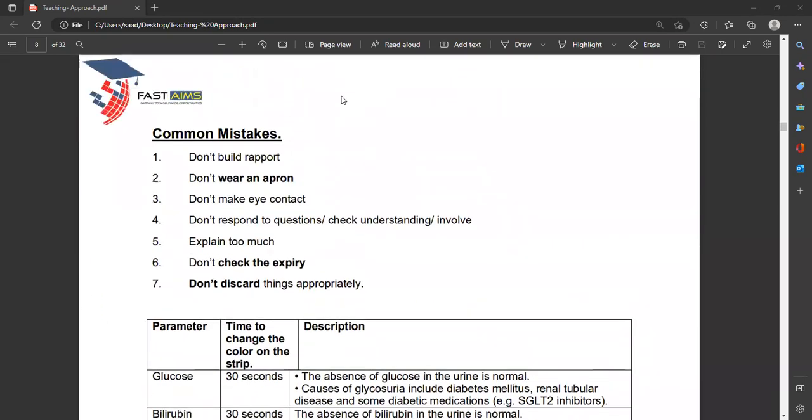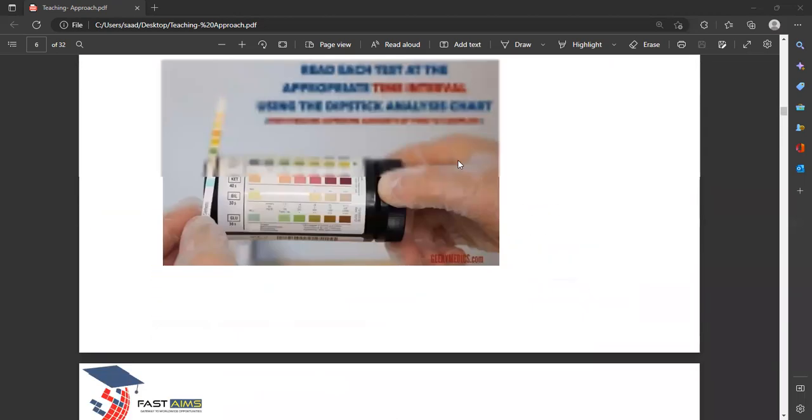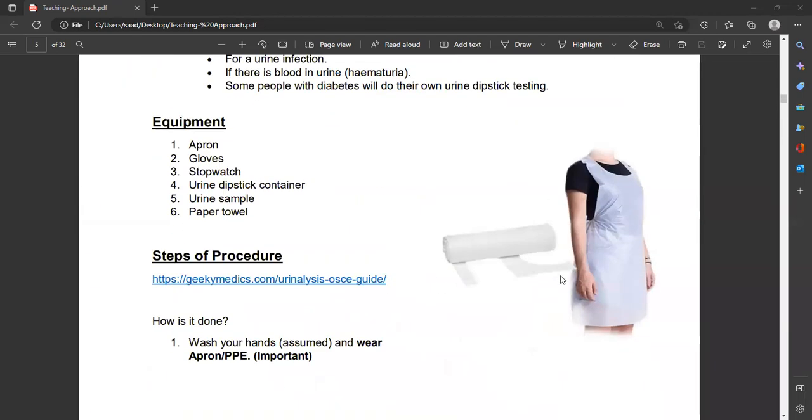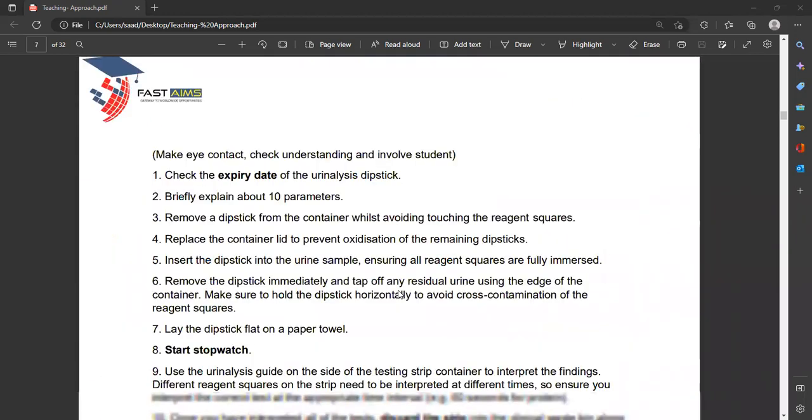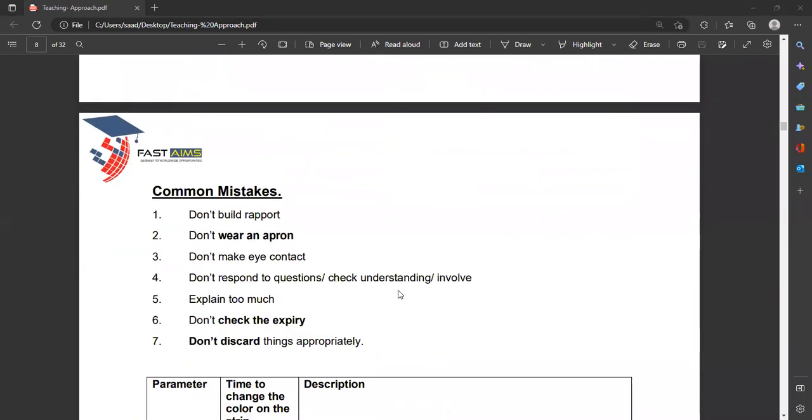So let's discuss some common mistakes. People don't build rapport. This is the common mistake in all the teaching scenarios. They don't wear an apron. I have seen people who just pretend with their hands that they are wearing an apron. No, you have to wear an apron. These are aprons, in roll form like this, and you have to wear it. So wear the apron and ask the student to wear an apron as well.